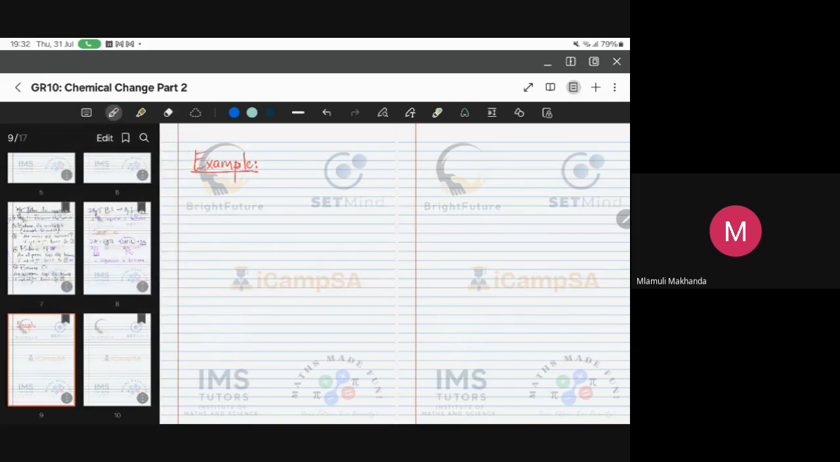Okay. Now, let's try this example. Let's say you are reacting iron, Fe. There's so many of them actually that you can try. Fe plus water. And this should give you something like iron oxide and hydrogen. Yes, that should be fine.